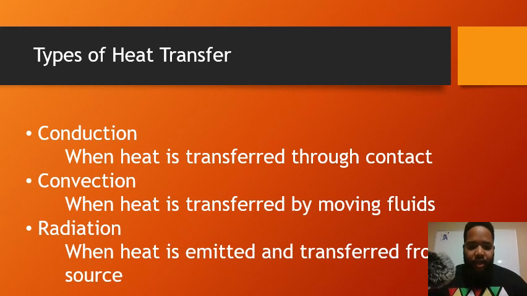Now, radiation is when heat is emitted and transferred from a source. So this type of heat transfer does not require a fluid. It can be done in a vacuum, much like the sun radiates heat to the earth. Sun lamps also work this way. It's not depending on the air to transfer the heat, and it's not depending on a contact to transfer the heat. So no touching, no fluids, that's radiation. If it's the fluid that's transferring the heat, it's convection. And if the two objects actually have to touch, then that's conduction.